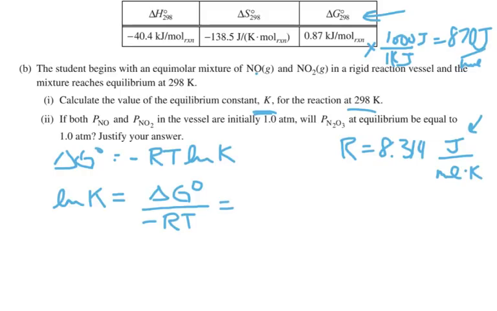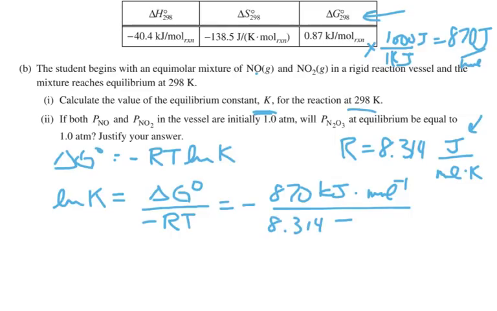ln of k is equal to this, so that's going to be negative. My delta G is 870 joules mol^-1 over R, which is 8.314 joules mol^-1 K^-1, and temperature, which is 298 Kelvin. So kelvins drop out, my moles drop out. That was wrong, that was not kilojoules, that's joules. And my joules drop out, and that's good. All of my units drop out because the equilibrium constant does not have any units.